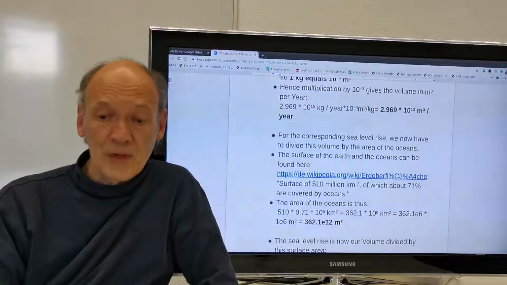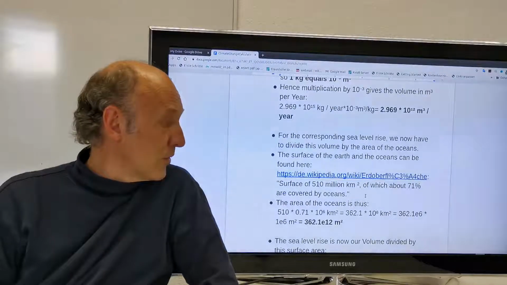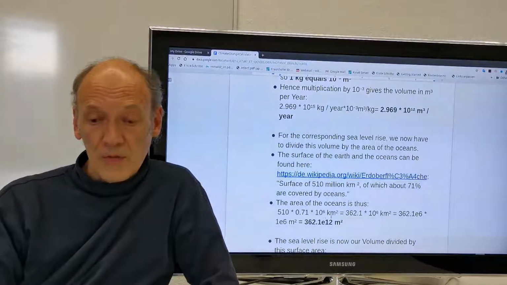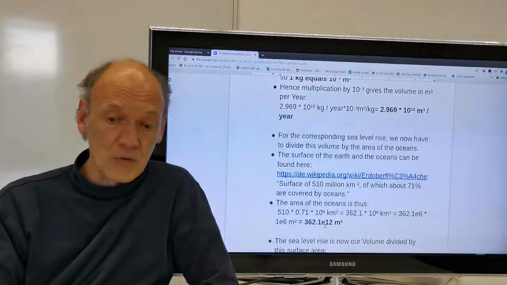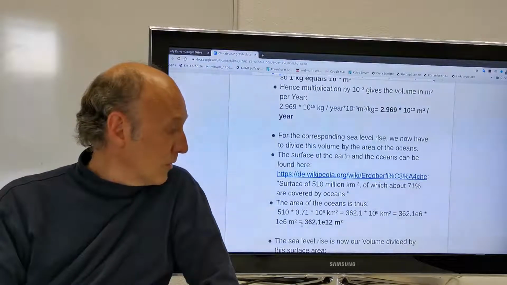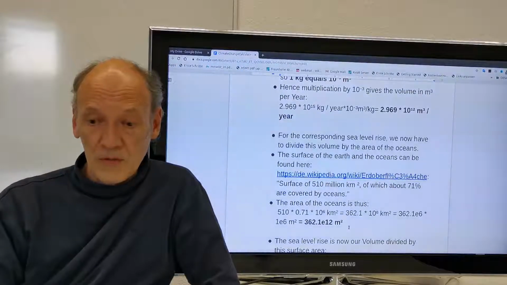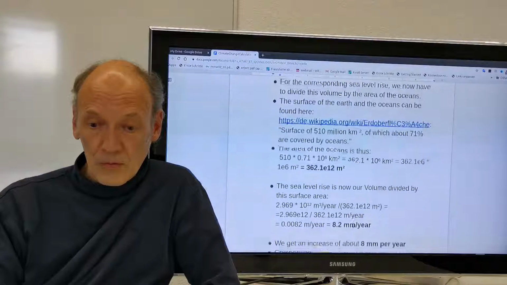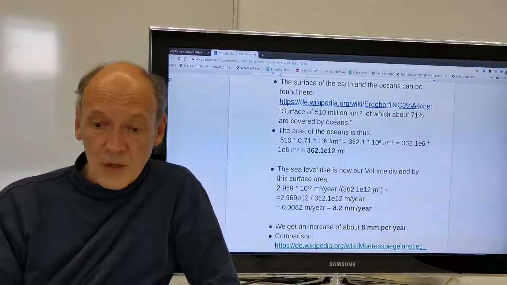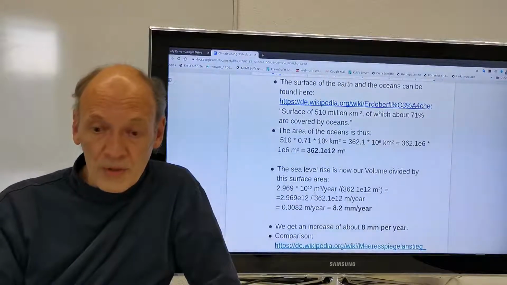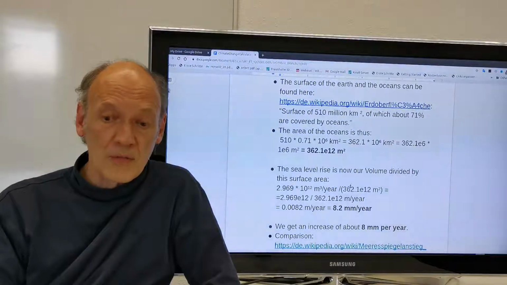Here we have the surface area of 510 million square kilometers, and 75% of it is covered by oceans. And that means we have the area of the oceans as 362 times 10 to the 12th square meters. So this is now our desired surface area, again with the right unit in square meters. So now we can plug it into our formula. So we have our volume here in cubic meters, and we divide by the area of the oceans.